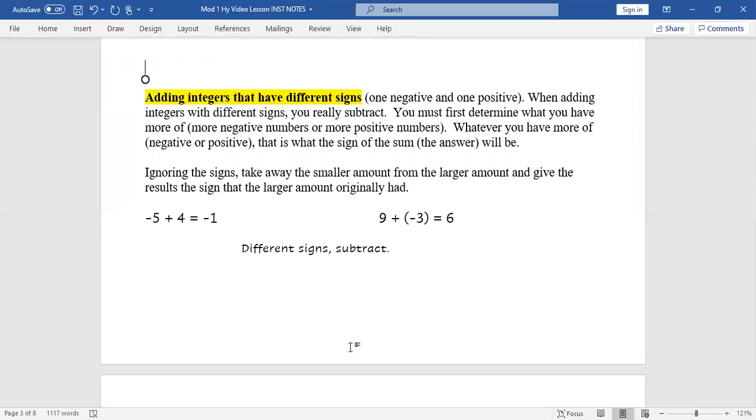Another example would be 9 plus -3. They're different signs, so I'm really going to have to subtract. I have more positives than I do negatives, so I know my answer is going to be positive, and I simply take the 9 minus the 3, which gives me 6. With different signs, you're really subtracting. Whatever you have more of, that is the sign that the answer will be.